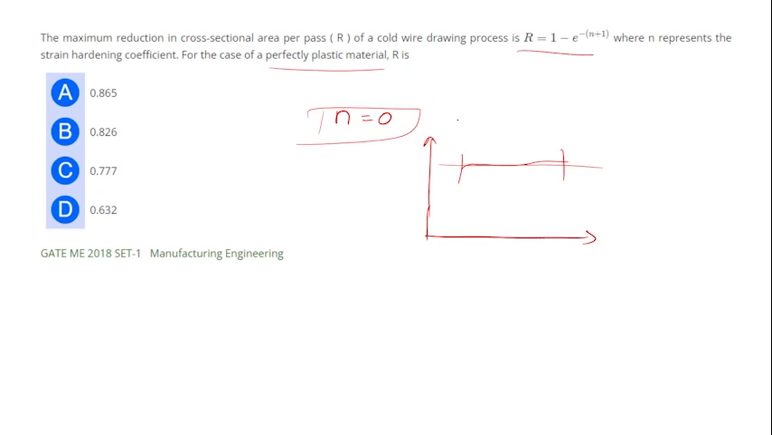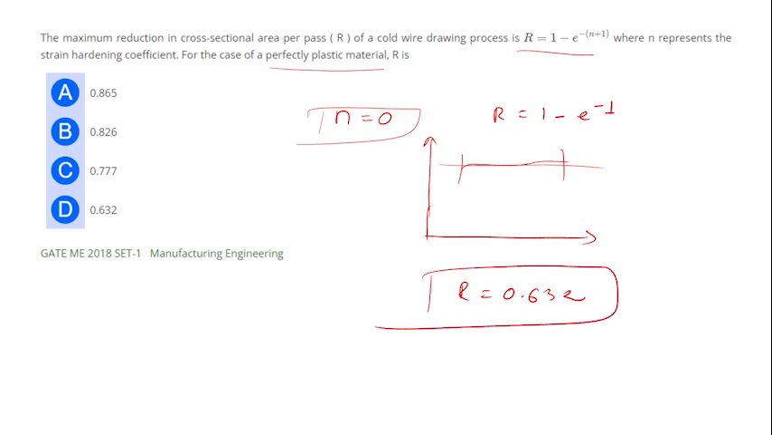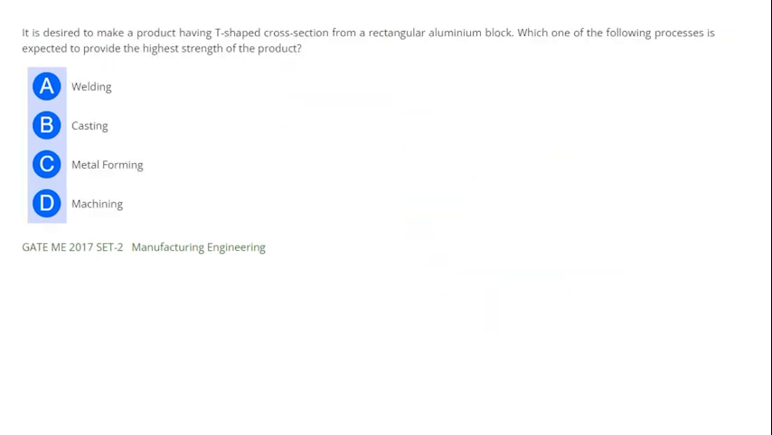So I assume that you know that strain hardening concept. Now we will fill the value here. R is equal to 1 minus e to the power minus 1. When you put the value of e, it will come out something like this. Okay, then move on to the next question. Tell me the answer of this question.